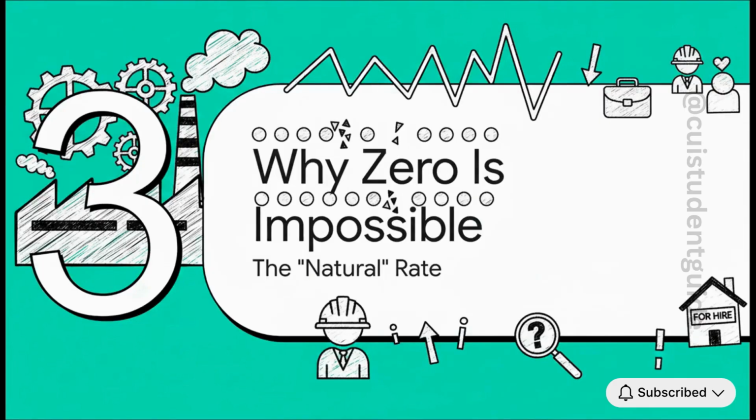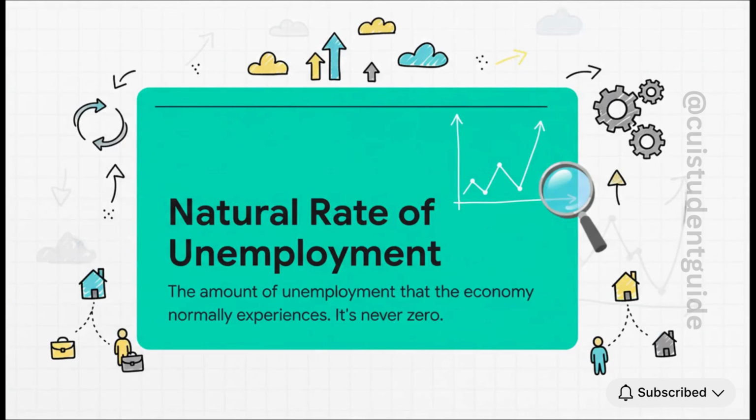All right, now for something that might sound a little weird. The goal for a healthy economy is not zero unemployment. In fact, getting to zero is basically impossible. So let's explore why. Economists talk about something called the natural rate of unemployment. You can think of it as the baseline level of joblessness. That's just a normal part of a healthy, dynamic economy. It's the constant hum of people moving between jobs, entering the workforce, and so on.